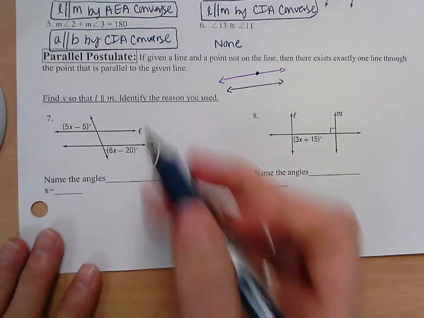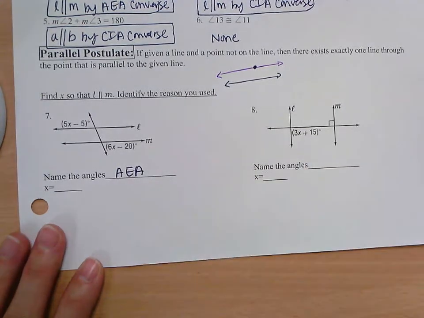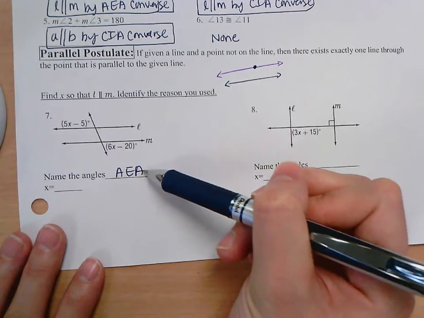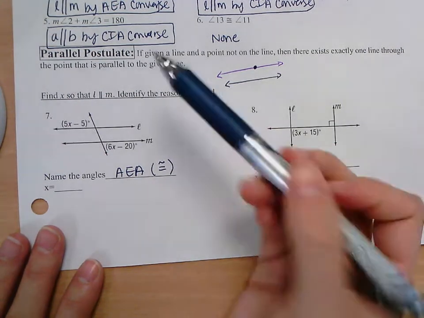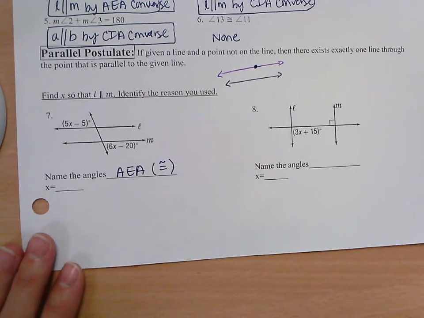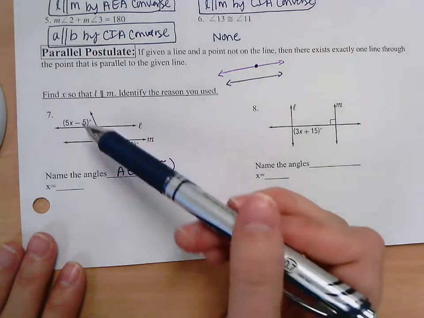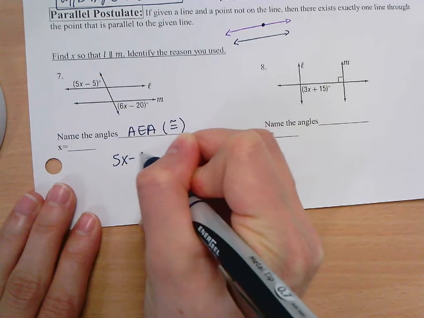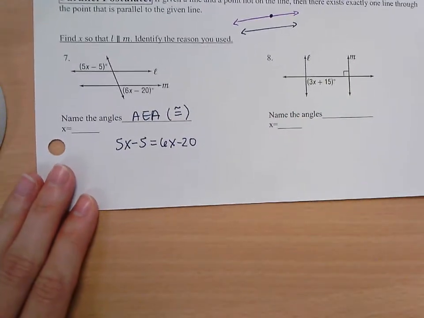Alternate exterior angles. So my angles are alternate exterior angles. And in order for these lines to be parallel, these angles must be congruent to each other. So I have to find the value of x that makes them congruent. To do that, I can set them equal to each other and solve for x. I'm saying that they must be equal for these two lines to be parallel. So I would say 5x minus 5 must equal 6x minus 20, and I would solve for x.